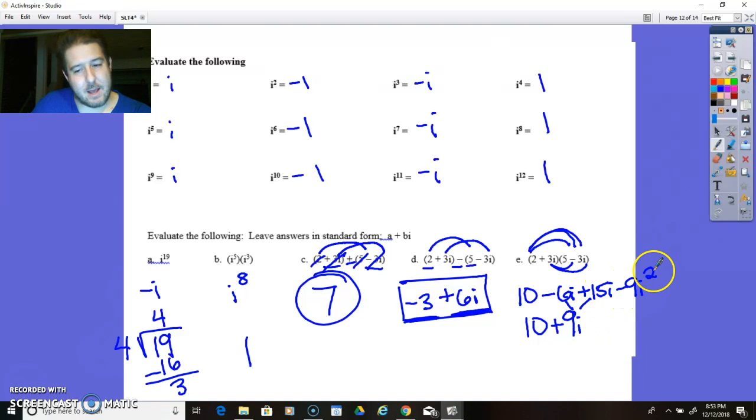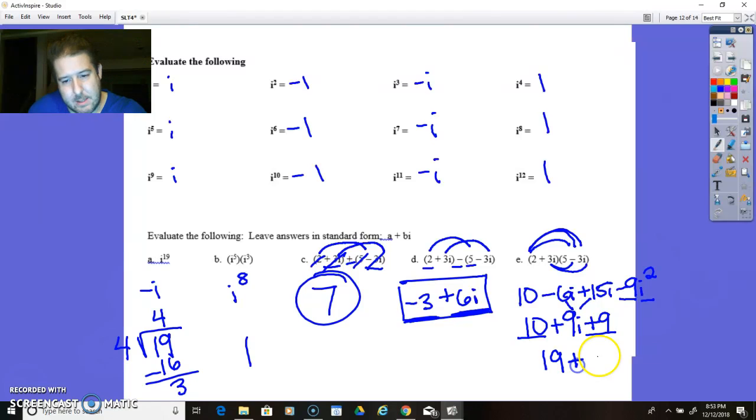But this negative 9i squared. So if you remember, i squared is negative 1. So this is really negative 9 times negative 1. So really the i squared changes whatever its coefficient is to its opposite. So negative 9 becomes positive 9. Now you can combine the two real numbers. 10 plus 9 makes 19. 19 plus 9i is your solution.